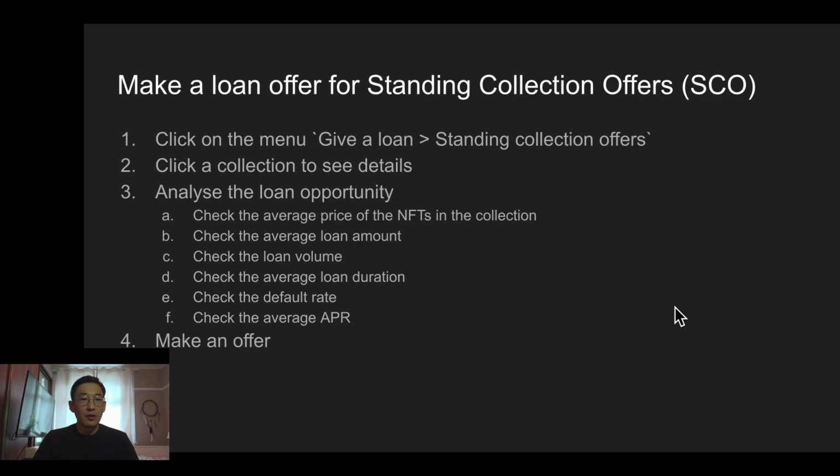So if you've decided to scale your operation and you want to make a loan offer against an entire collection, then you can do that very easily. It's very similar to the steps involved in making a loan offer to a specific NFT. All you have to do is go to the menu and click on standing collection offers, and then you're going to be navigated to the screen where you can see all the different collections. And then you pick a specific collection that you like that's within your budget. Some collections are way too expensive. And you click on that collection to see the details of it.